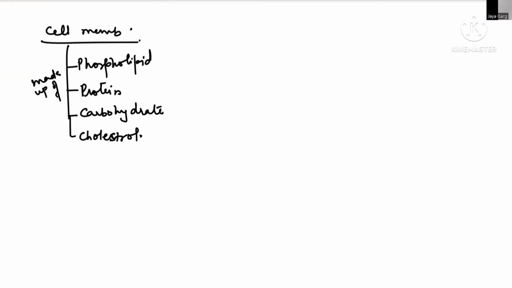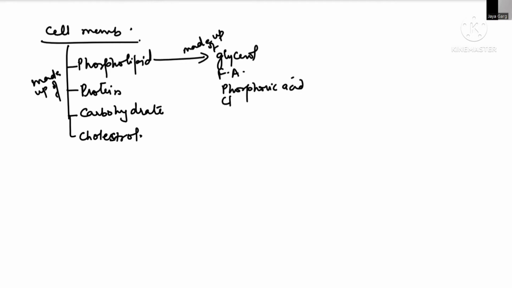Now phospholipid, what is phospholipid made up of? Phospholipid is made up of glycerol, fatty acids, phosphoric acid, and choline. Why am I writing choline? Because which type of phospholipid do we use to make the cell membrane? Lecithin. We will be studying it in biomolecules. I'm just drawing the diagram.